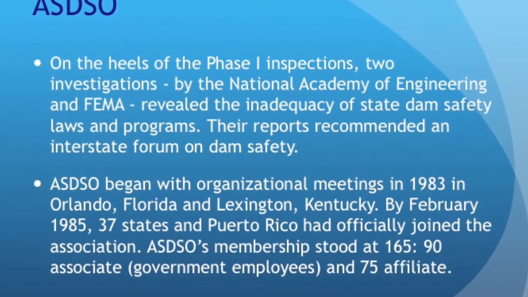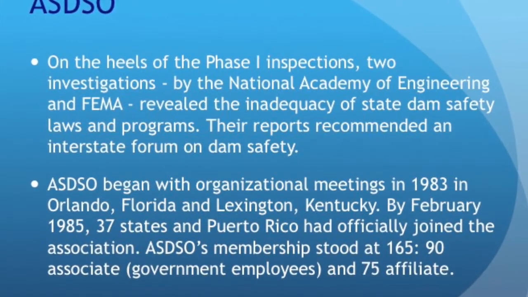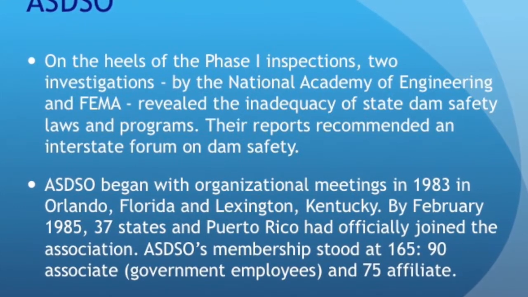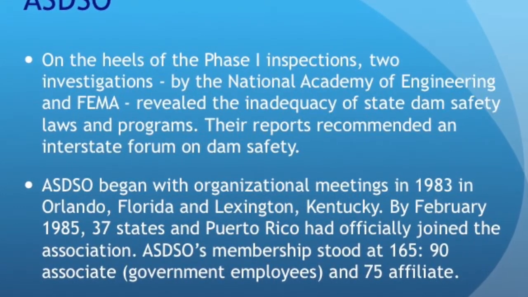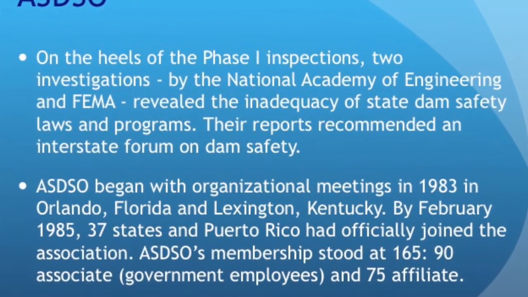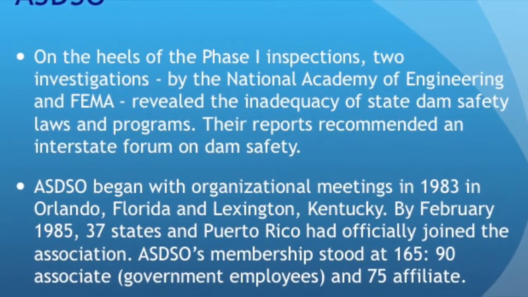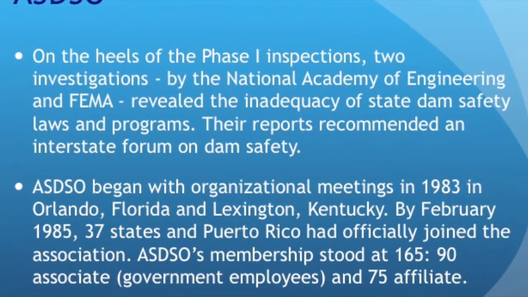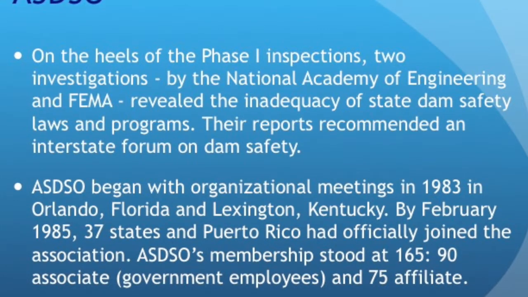ASDSO began with the organizational meetings in 1983 in Orlando, Florida, and Lexington, Kentucky. By February 1985, 37 states and Puerto Rico had officially joined the association. ASDSO's membership stood at 165: 90 associate government employees, and 75 affiliate.